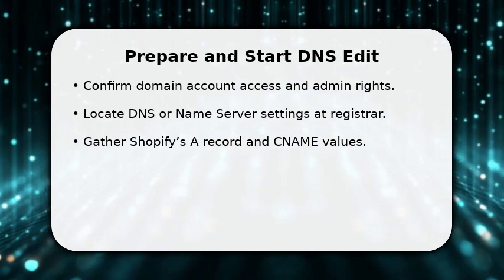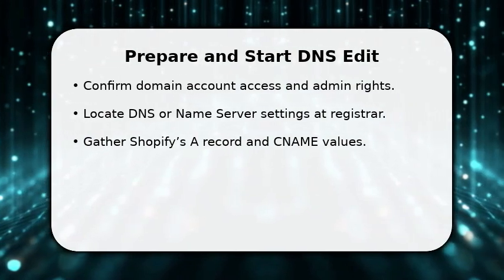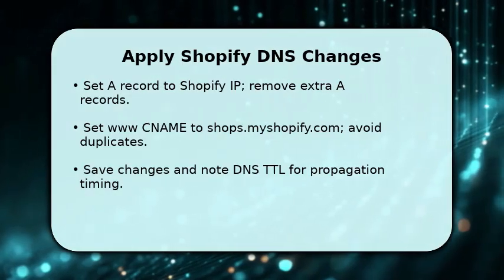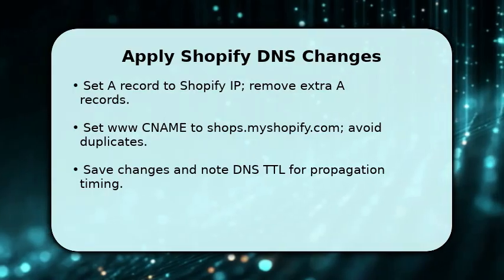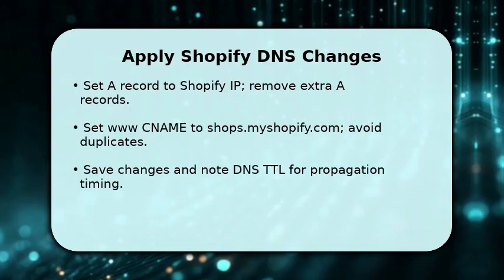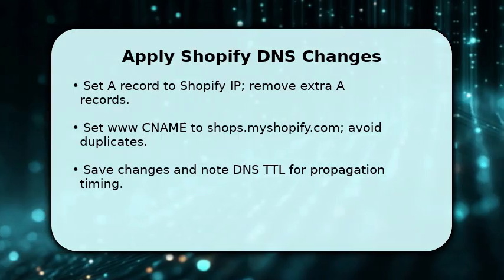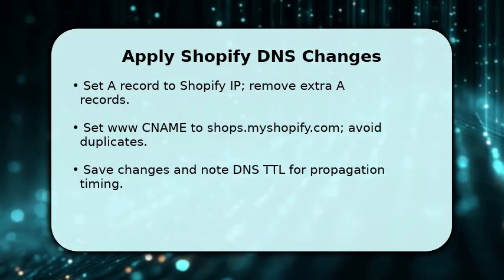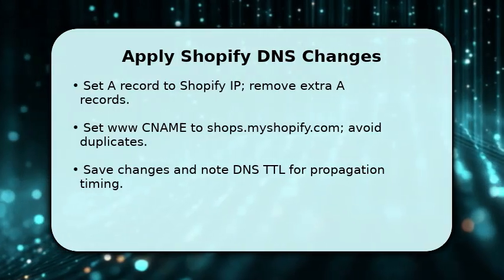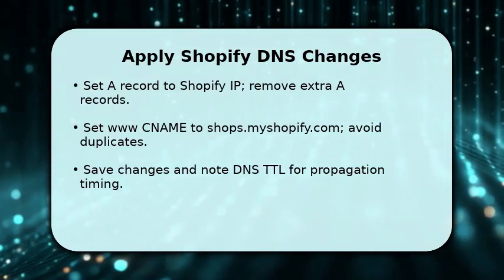Now you'll change or add the specific records. Set the root A record to Shopify's IP and remove other A records that could conflict, because multiple root records cause failures. Next, set the www CNAME to shops.myshopify.com and ensure no other CNAME exists for www. Save your edits and check the DNS TTL so you know how long propagation will take.